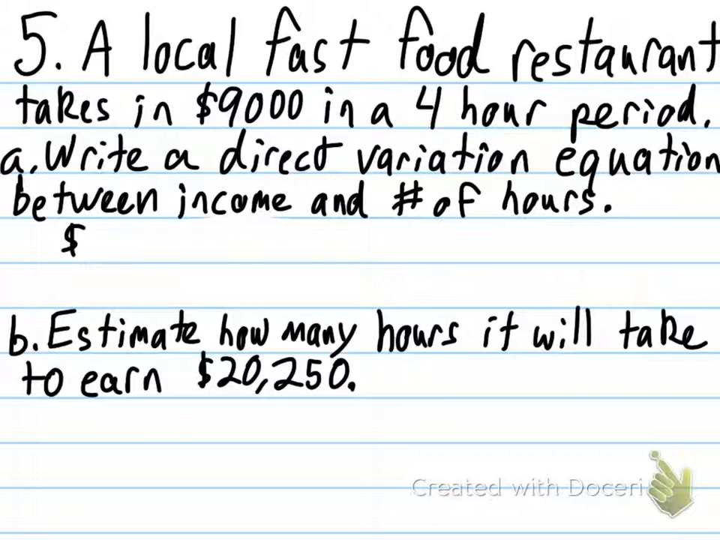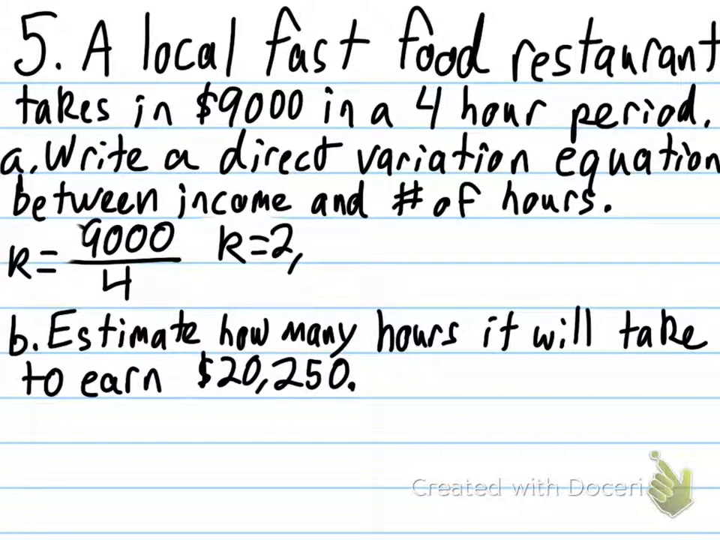So our income was $9,000 over 4 hours. So there is our k. 9,000 over 4. And we can simplify that. k equals 2,250. So now we can write the actual equation. So I'm just going to use I for income equal to 2,250 and then H for hours.